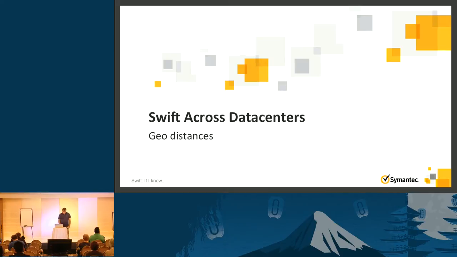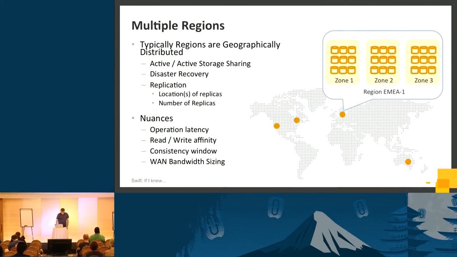So now let's go over what this looks like across data centers. For this case, this is about 50 to 60 millisecond distance, so a few thousand miles. So typically for multi-region, you get active-active on the cluster. It's also good for disaster recovery. You have to then choose how many partitions and what data center you want and balance the rings appropriately. There's a few different nuances to this, though. With increased latency in operations, how you deal with read and write affinity and what the impact there is, increased potential consistency windows, and you have to understand how much bandwidth between the data centers and the reliability of the WAN.